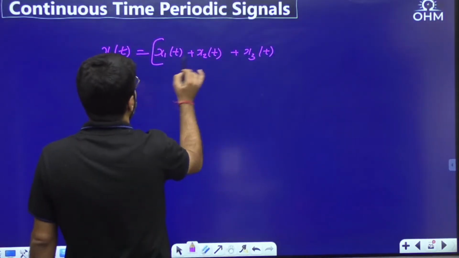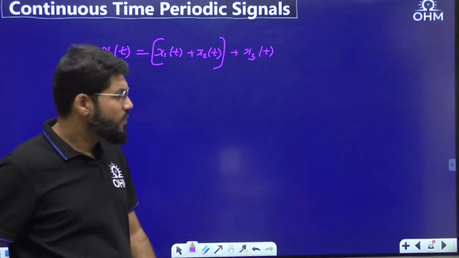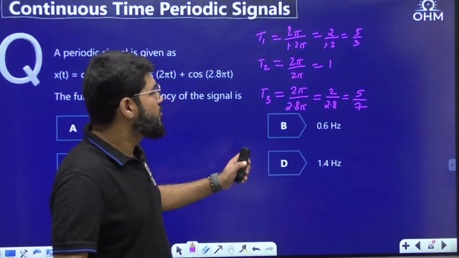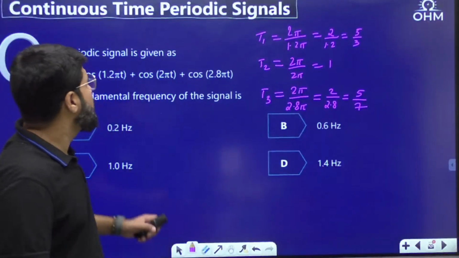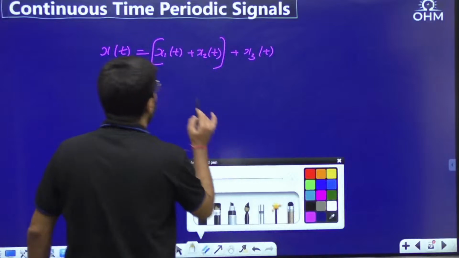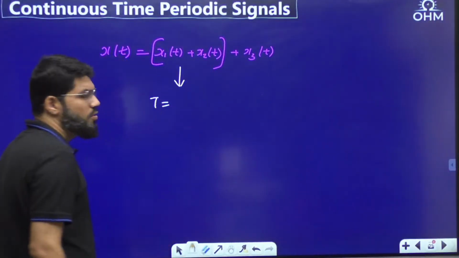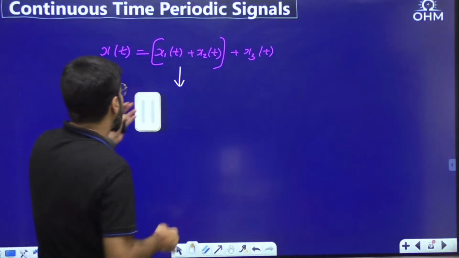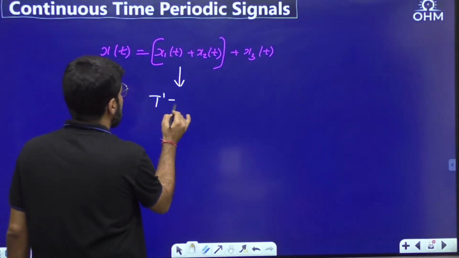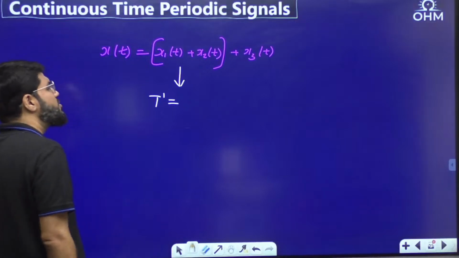Okay, now there are 2 ways of dealing with this. What are the 2 ways? Number one, what is the combined time period for x1 and x2? Suppose that combined time period is equal to T dash.